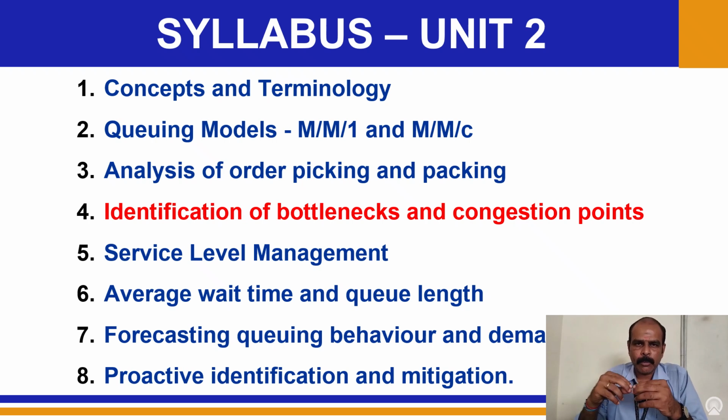Okay, let me put it again. See, we have got a queue. We understand there is a problem in the queue. How to solve that particular problem? Mathematically, we are just identifying, and upon identification, we come out with some measures on how to resolve it. That is what service level management is. And next, how to forecast this and how to mitigate the entire process. This is what we are going to learn in the subsequent sections. So now we'll get into the bottleneck.